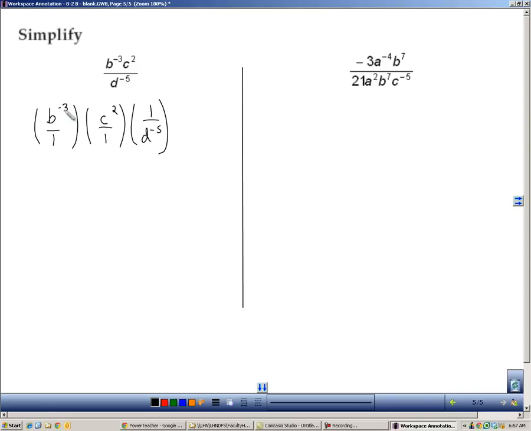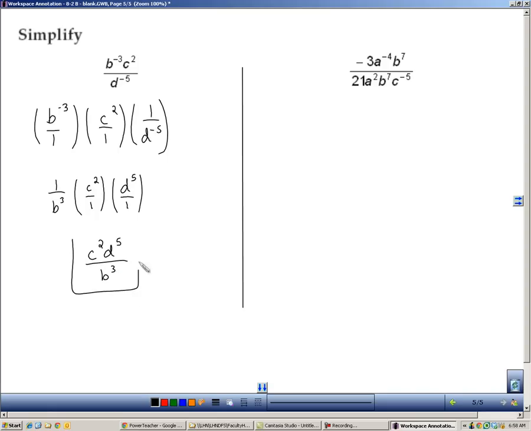So b to the negative third, how do we get rid of a negative? Well, the answer is we move it to the bottom or the top, depending on where it is now. So I'm going to move this b to the third to the bottom and make it positive. The c squared can stay on the top because it's positive, it's fine the way it is. And then over here, the d to the negative fifth has to move up and become a d to the positive fifth. Now putting all that together, we have c squared d to the fifth over b to the third.